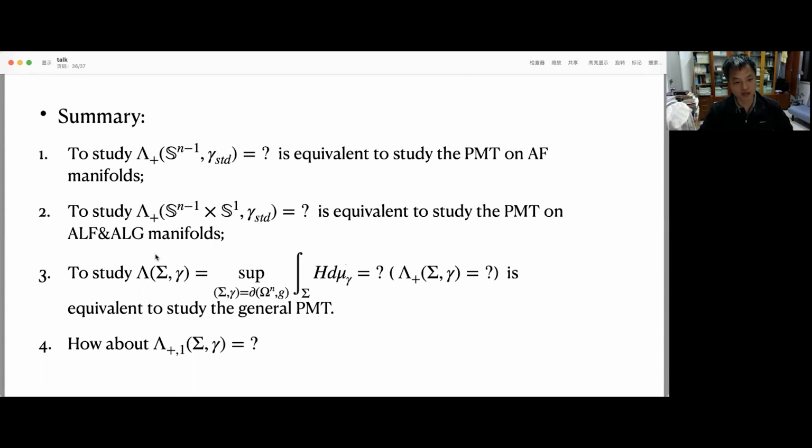So there are very few results here. And also it is interesting to see what is this.